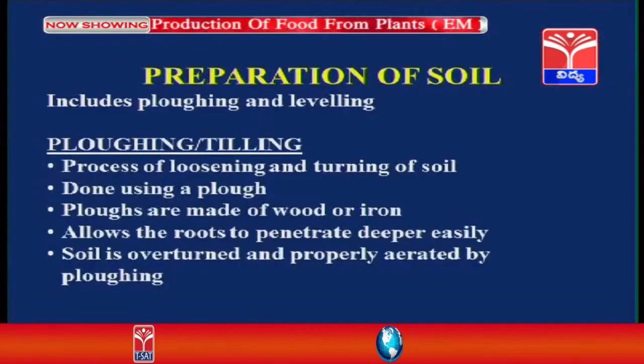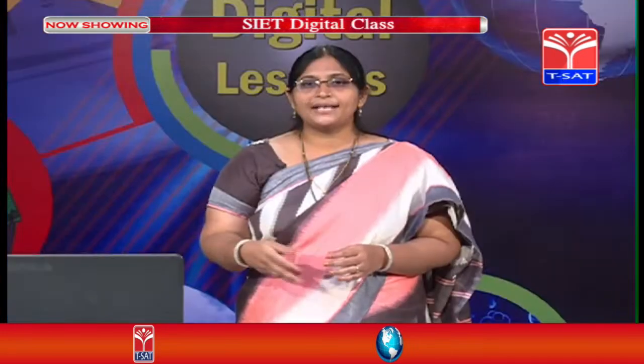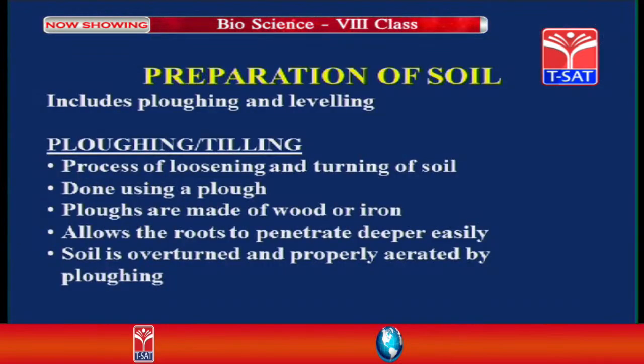Preparation of soil. What is meant by preparation of soil? Preparing the land so that it can give the crops. It involves 2 steps, ploughing and leveling. What is meant by ploughing? Ploughing is otherwise also called tilling. It is the process of loosening and turning of soil. So, it makes the soil loose. How is it done? It is done with an instrument called a plough.